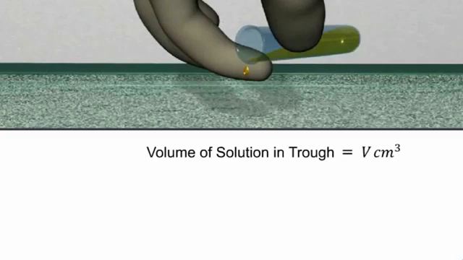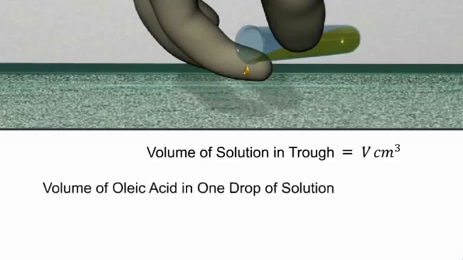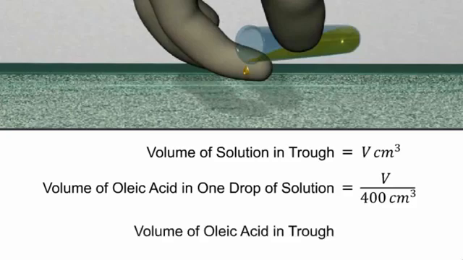the volume of oleic acid in each drop of the solution is V/400 centimeter cube. Since only 1 drop of solution is put in the water, the volume of oleic acid in the thin film is equal to the volume of the drop, that is, V/400 centimeter cube.